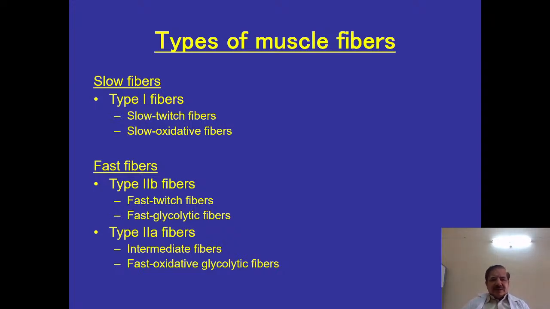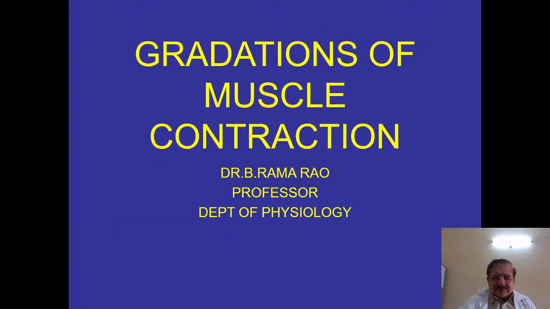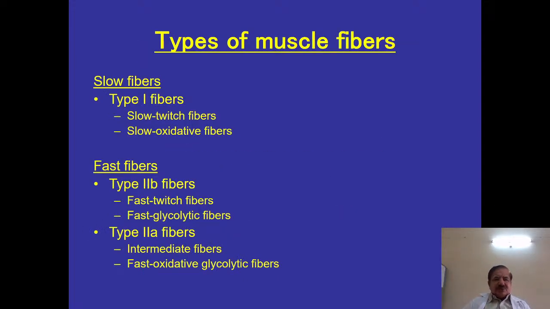You might know the types of muscle fibers. There are two types of muscle fibers, three almost, but one is not at all present in human beings. That is type 1 fibers, they are slow fibers, slow twitch fibers, and they are oxidative fibers because they have oxygen relation with them, that is, they use oxygen and produce ATP.